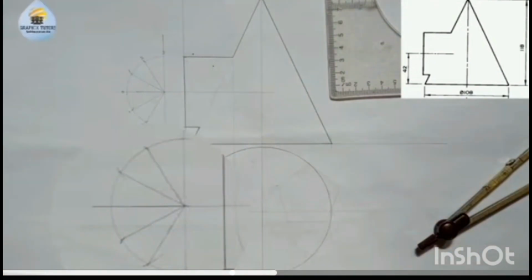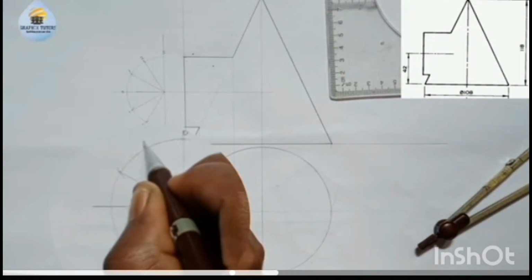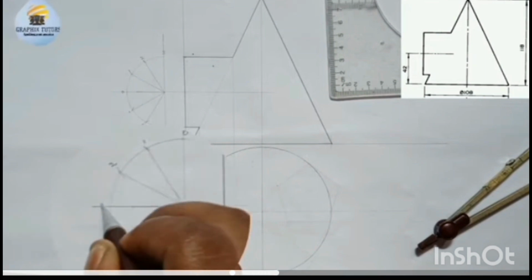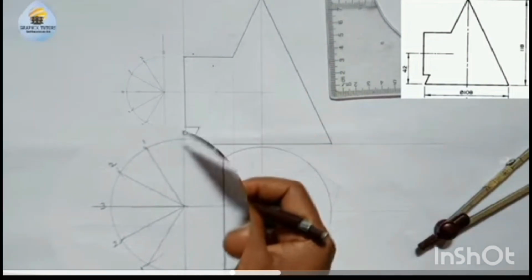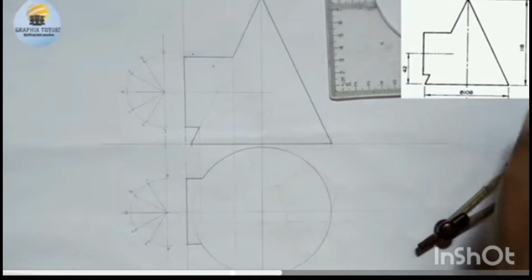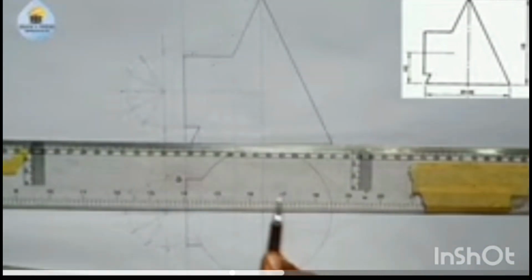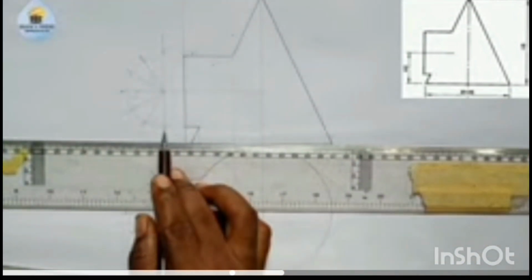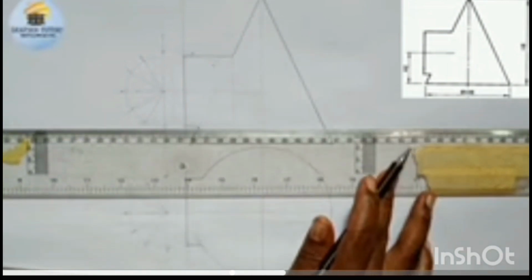You can see that? Since I started with 3 here, I must start with 0 here. 1, 2, 3, 2, 1, 0. So if you start with 3 here, you start with 0 here. If you start with 0 here, you start with 3 here. Now the next thing I'm going to do is to project all these points to the sides of the triangle here, the cone.